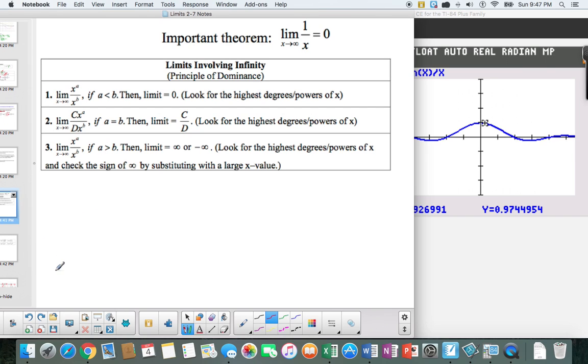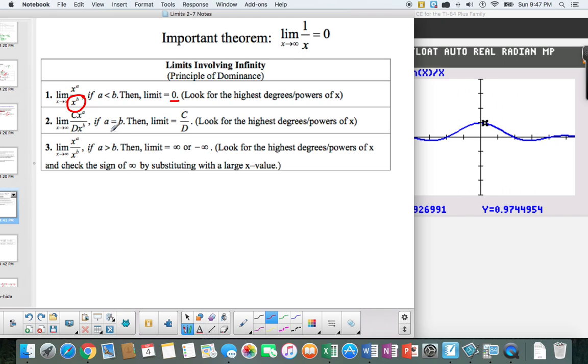Okay, here's a summary of some of the things that you need to know. When you have a and b as the exponents, and if a is less than b, then the numerator isn't growing as fast as the denominator. And so if the denominator is growing faster, then the whole fraction is getting smaller and smaller and going to 0. Now, if these two happen to be the same, then we call this the principle of dominance.